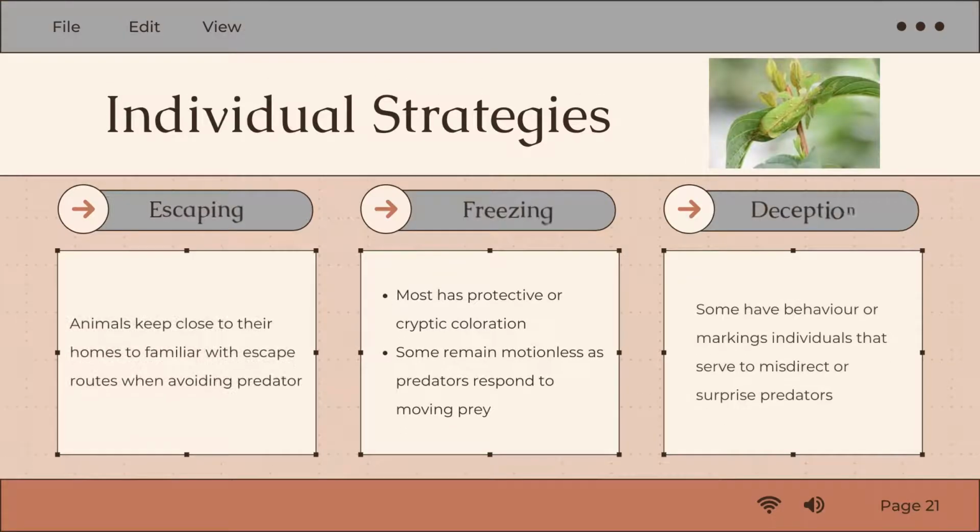In individual strategies, there are escaping, freezing, deception. For escaping, animals keep close to their homes to be familiar with escape routes when avoiding a predator. For freezing, most have protective or cryptic coloration. Some remain motionless as predators respond to moving prey. For deception, some have behavior or markings that serve to misdirect or surprise predators.